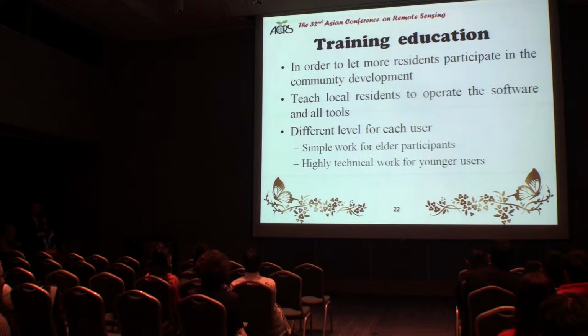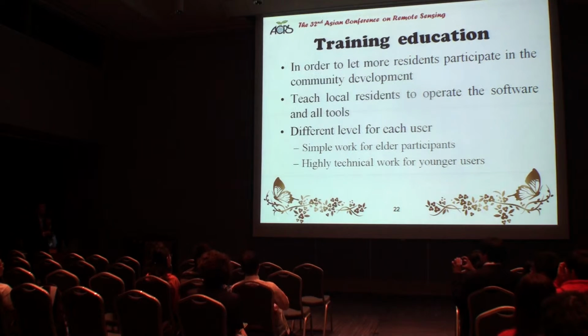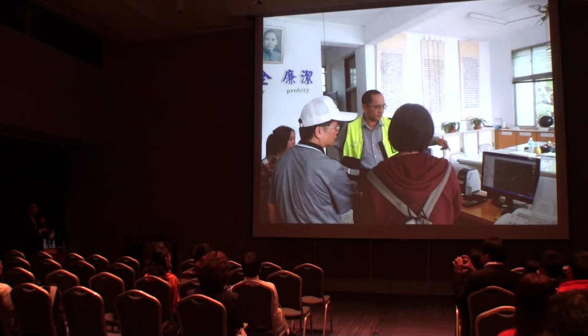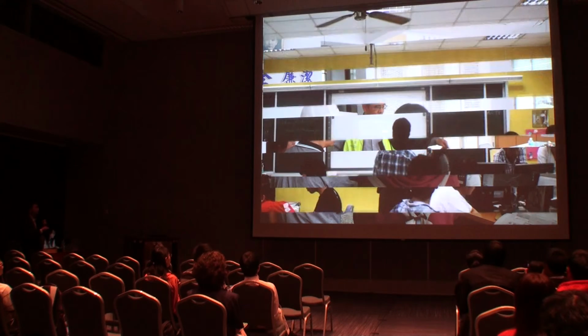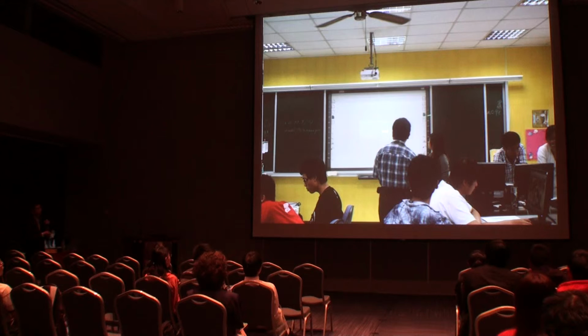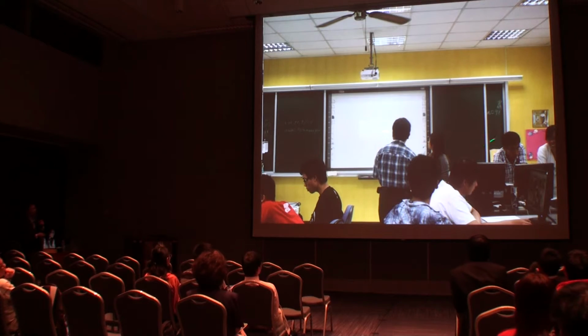One is simple work for elder participants, like using a GPS tracking device, taking pictures, or recording the biological resources. And the other is highly technical work, like software or GIS operations, for younger users, such as teachers, students, or young workers. And this is an example of the training education in the police station there. The figures show that we teach the local residents to use QGIS and Google Earth, and the guy is me.